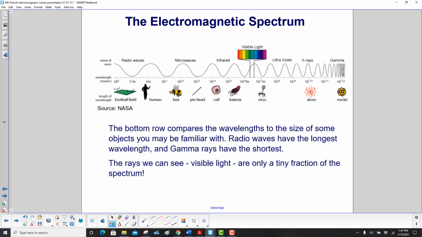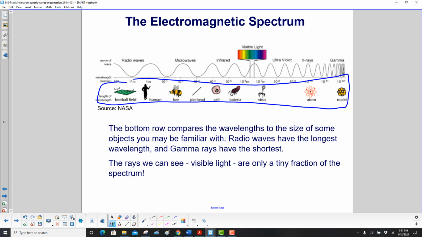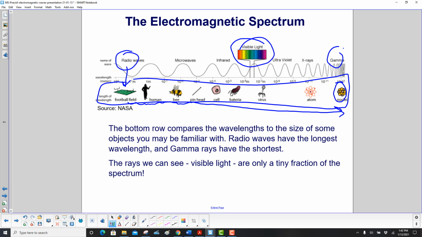The bottom row, that's right over here, compares the electromagnetic radiation wavelengths to the size of some objects you may be familiar with. Radio waves have the longest wavelength, that's on the order of football fields, and gamma rays have the shortest, over here, and that's the size of a nucleus. So you go from football field, human, bee, pinhead, etc., until you get to a nuclear size. The rays we can see, as we just said, visible light, are only a tiny fraction of the spectrum.